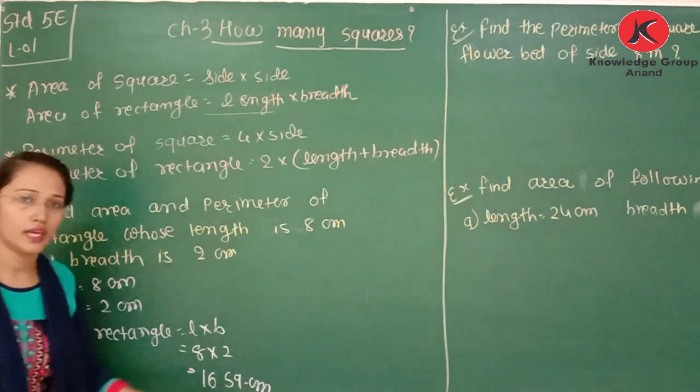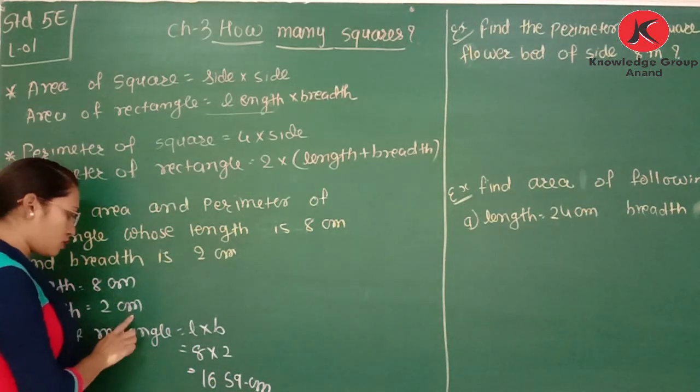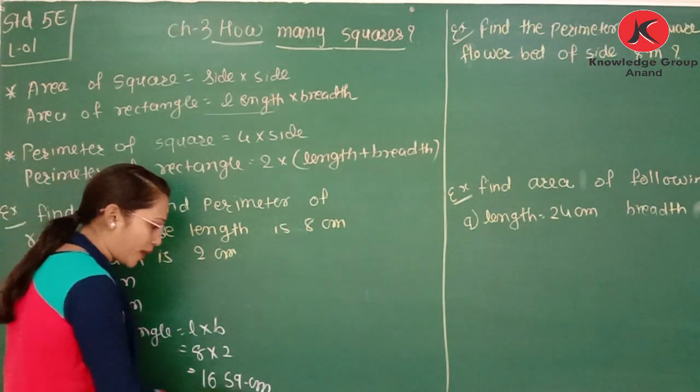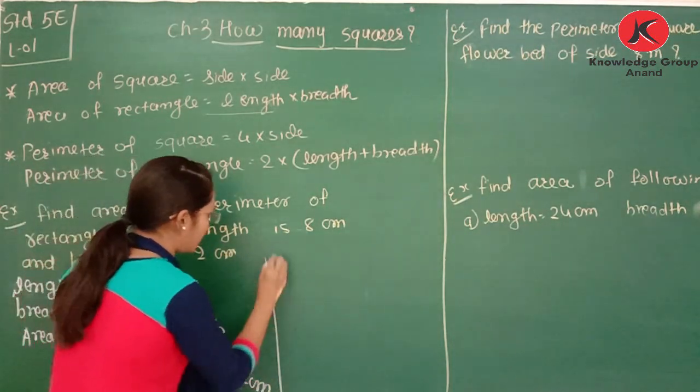The unit of area. If this unit is in meter, instead of centimeter, then you write square meter. Now perimeter.